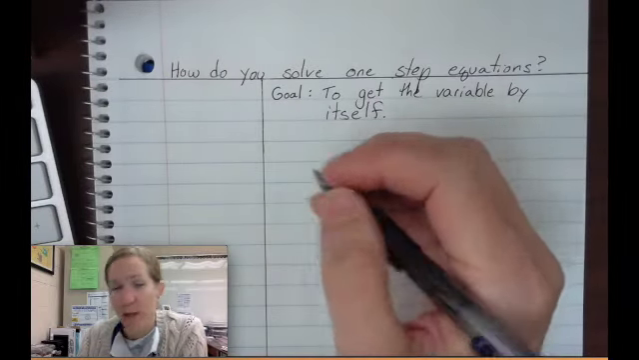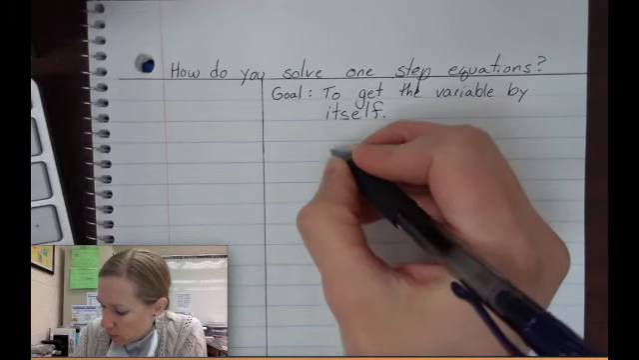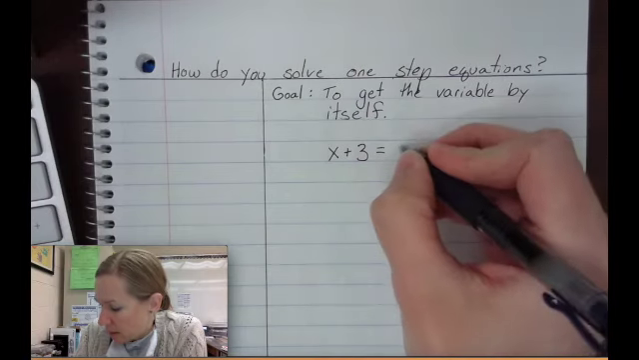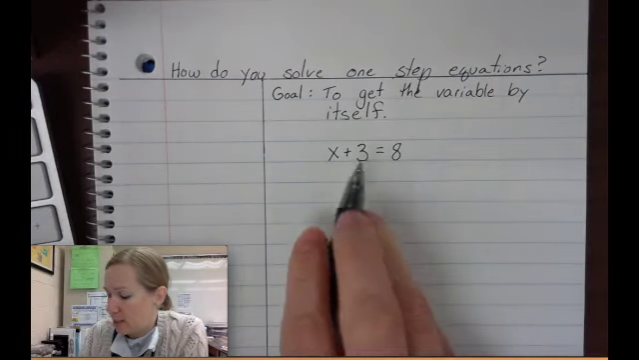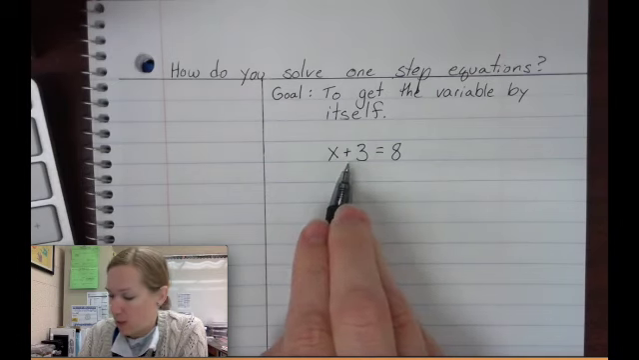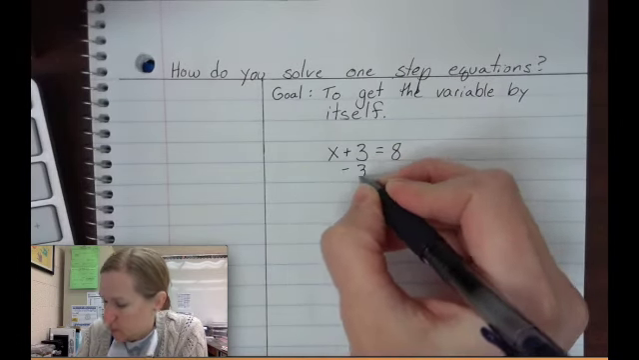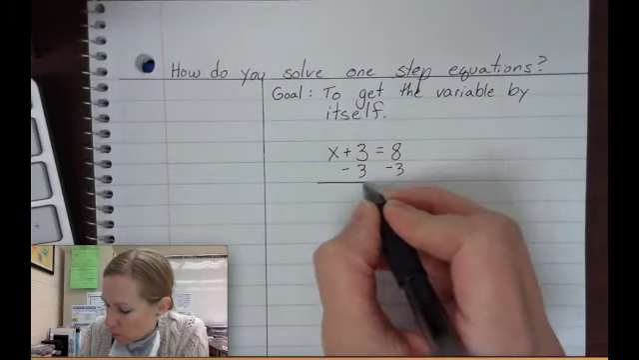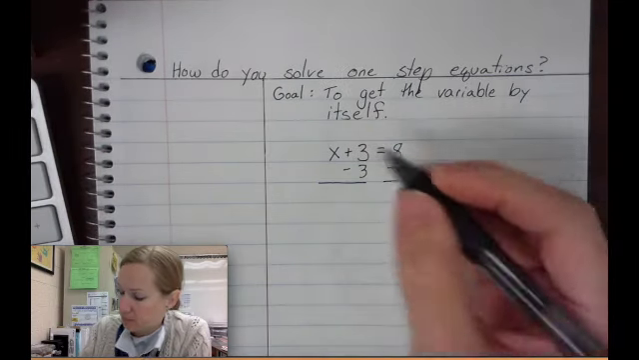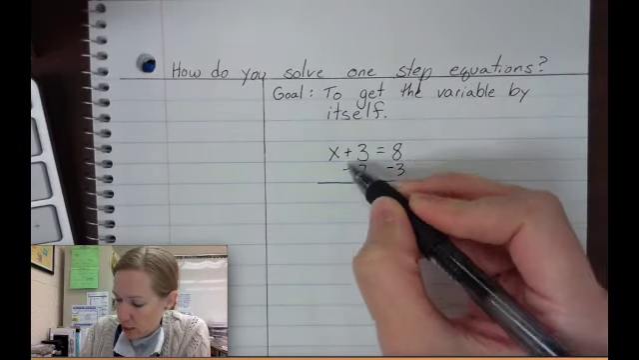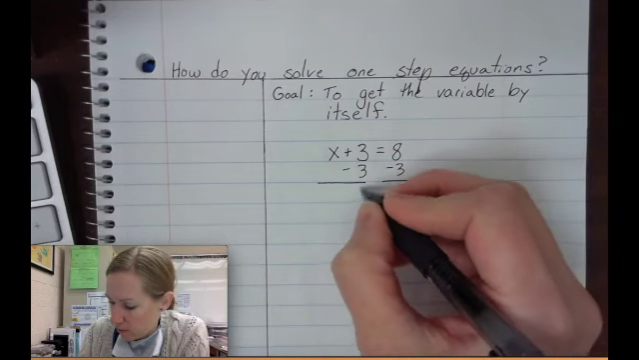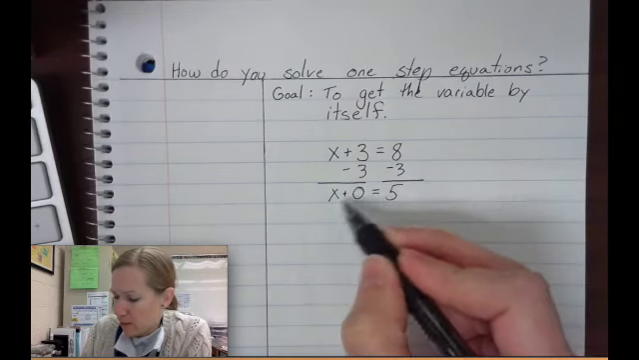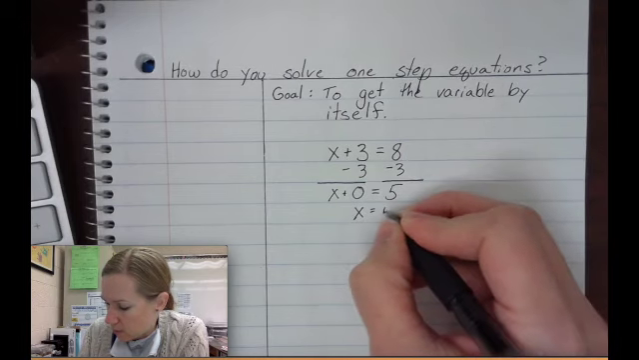So if you have, and we're going to start super simple, x plus 3 equals 8, to get x all by itself, you're going to do the opposite operation. So you're going to subtract 3. Now, as a reminder, to keep this equal, you have to do the same thing to both sides of the equation. So x plus 3 minus 3, these two things are going to equal 0. So you get x plus 0 equals 5. Now plus 0, we don't even have to have that, so just x equals 5.